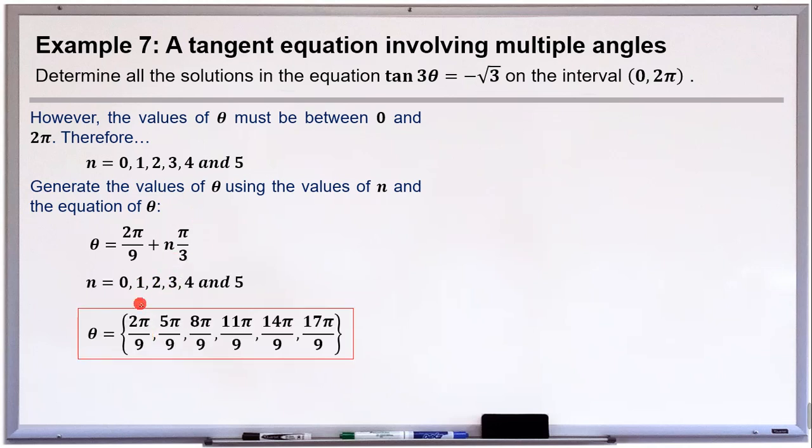So for n equals 0, you'll have 2 pi over 9. Then for 1, you have 5 pi over 9. Until for n equal to 5, you have 17 pi over 9. 17 pi over 9 is still less than 2 pi. Now if we add one more angle, it will be greater than 2 pi. So these are the only angles that will satisfy the given interval.